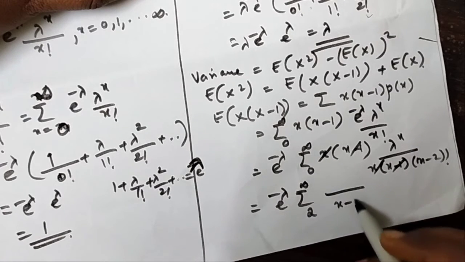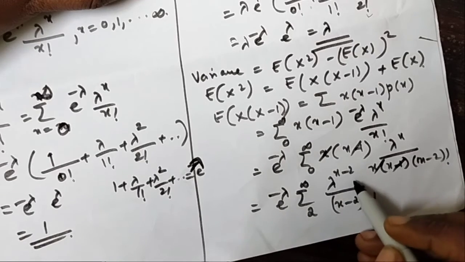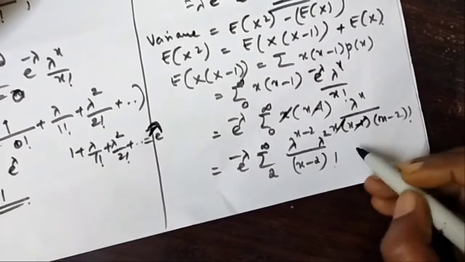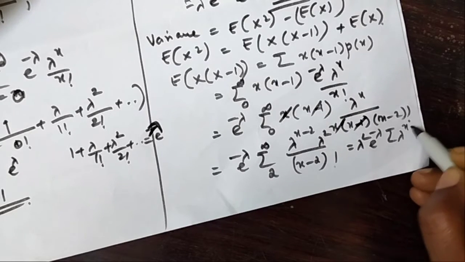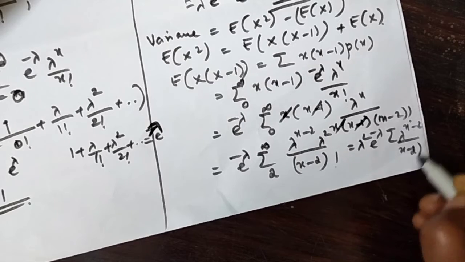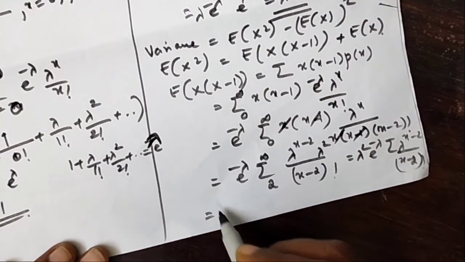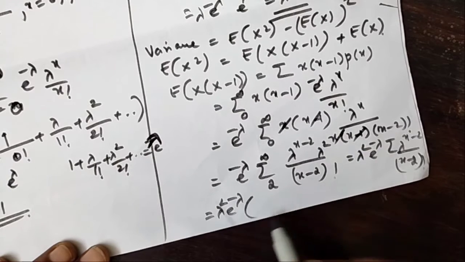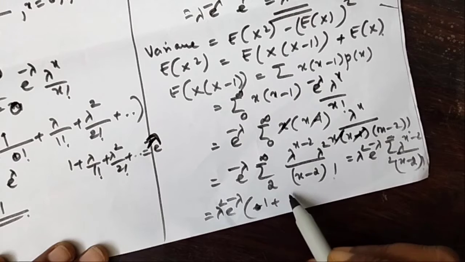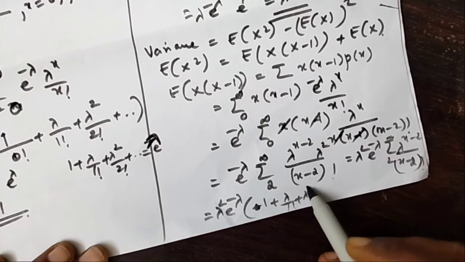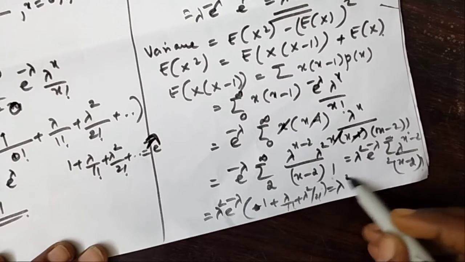The denominator is (x minus 2) factorial, so the numerator can also be written as lambda raised to x minus 2 into lambda square. So it is lambda square e raised to minus lambda summation lambda raised to x minus 2 by (x minus 2) factorial, x varies from 2 to infinity. Again, if you open the bracket, you will be getting 1 plus lambda by 1 factorial plus lambda square by 2 factorial, etc. So again it is e raised to lambda, so it is lambda square.